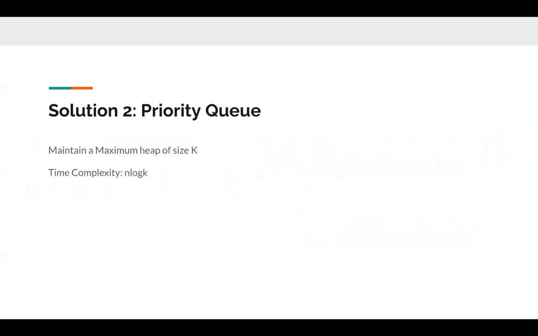We can improve it by using a priority queue. We can maintain a maximum heap of size K. Since we have n elements, the time complexity is n log K, which is better than n log n.